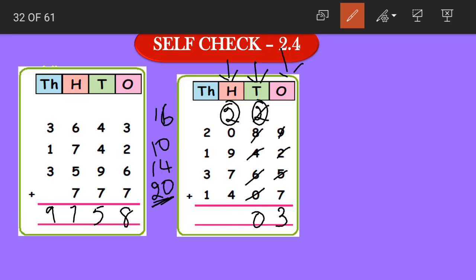Now in the hundreds place we have 2 plus 0 which is 2. 2 plus 9, 11. 11 plus 7, 18. 18 plus 4 becomes 22. So 2 here and 2 carried.